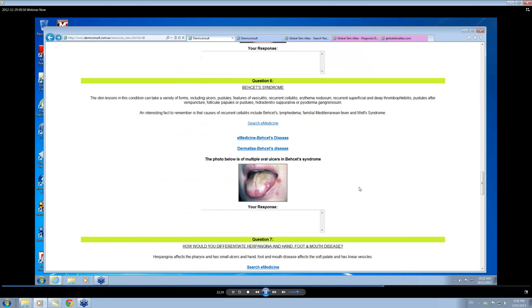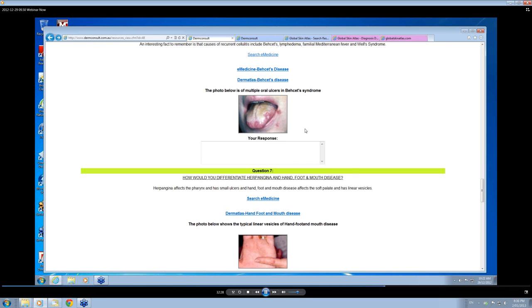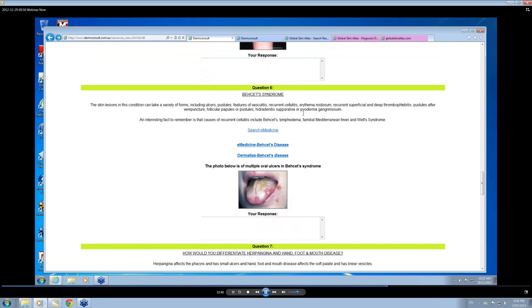Behçet's. What sort of ulcers are you going to get in Behçet's? Well, typically your ulcers are going to be oral, and they'll be abscess-like, big, but multiple abscess-like ulcers inside the mouth. But of course, they can also get ulcers elsewhere in the skin and genital ulcers as well in Behçet's.